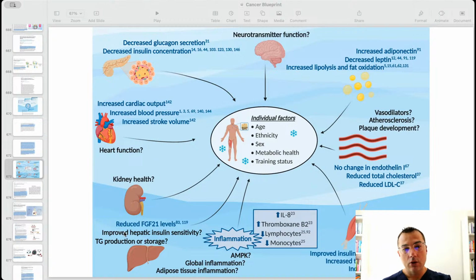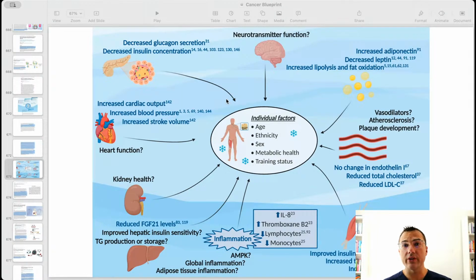Improved hepatic insulin sensitivity, triglyceride production or storage, global inflammation, AMPK, adipose tissue inflammation, improved insulin sensitivity at the level of the muscle cells, increased thermogenesis, decreased glucose. Let's see, what does it say? Increased glucose uptake, reduced total cholesterol, reduced LDL, the bad cholesterol, quote unquote, and other hormone signaling with adiponectin, leptin, et cetera, et cetera. So it seems like there's a whole body improvement that happens when you're exposed to cold.